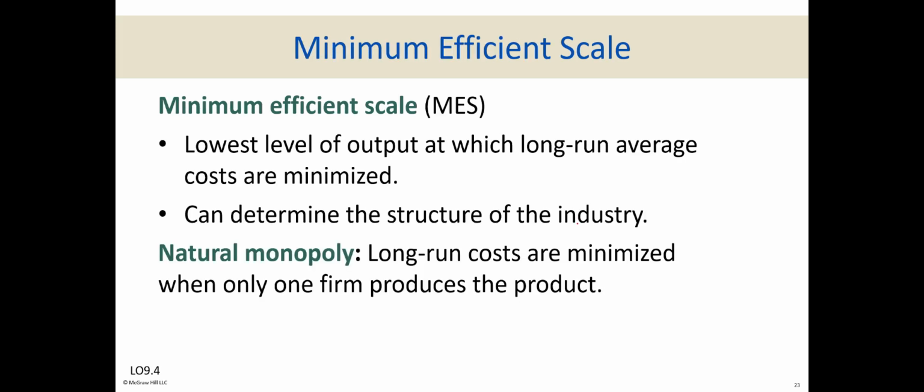The efficient scale is the smallest level of production at which a firm can minimize its average cost. Industries like electricity or water supply may be natural monopolies where one large firm is more efficient than smaller ones because they are minimizing their long-run costs by producing mass.